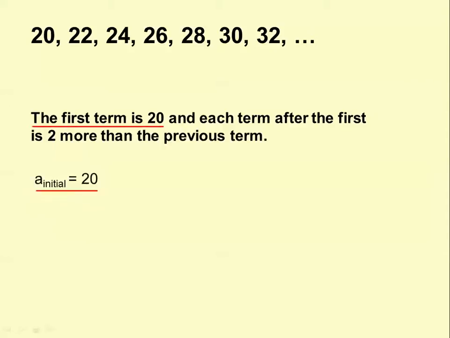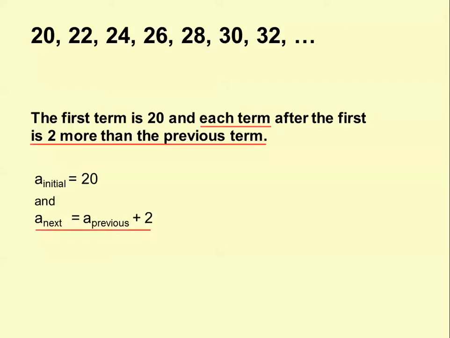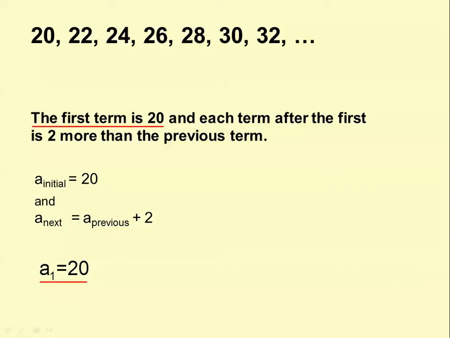So why don't we consider a sub 20 as the initial term of the sequence. This is the first term, second term, so this is the initial term. So a sub initial is 20, and the next a is equal to the previous a, plus 2. This is not quite standard recursive notation, so this finally is now.